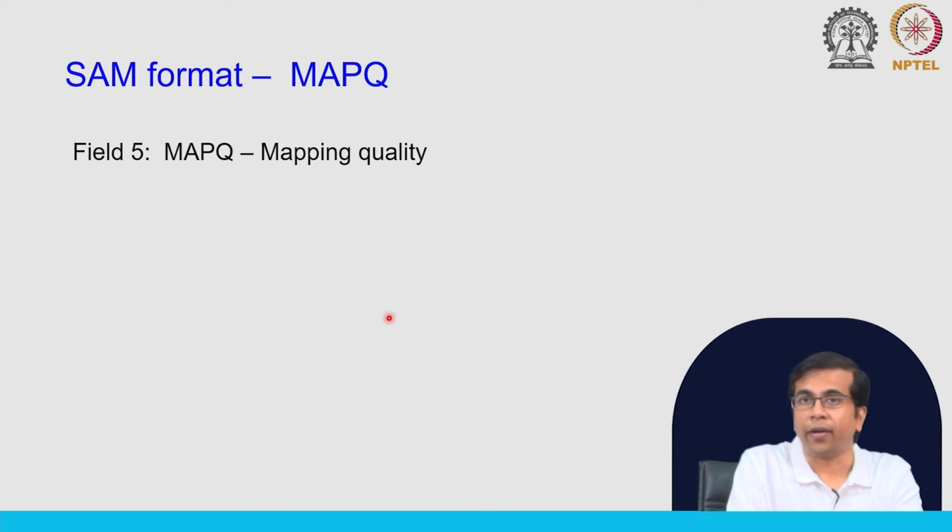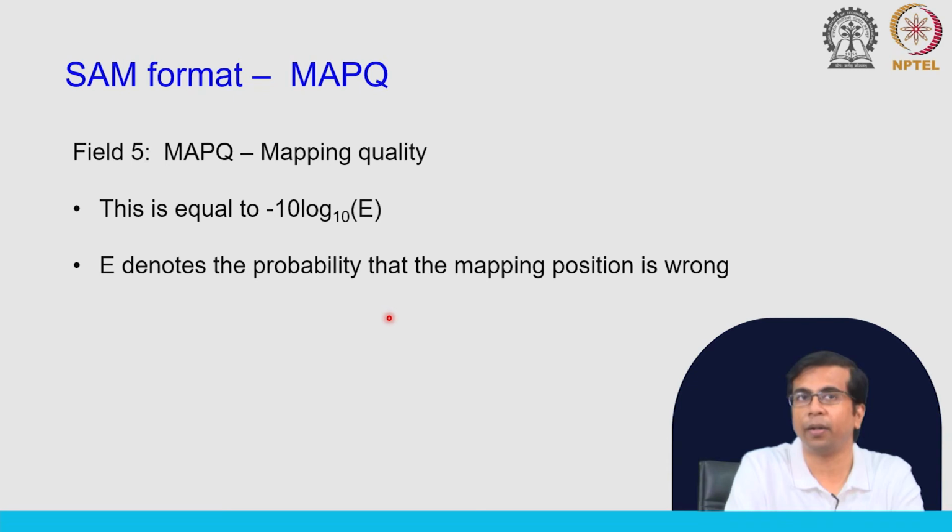Okay. So, field 5. We have now got the query name, and the flag, which describes some of the properties of the alignment. Then we have the reference sequence name and the position information. Then field 5 gives you something called MAPQ, or mapping quality. It is comparable to what we described before for base quality, a very comparable idea. You get a number as the mapping quality value, and this is equal to -10 log10 E.